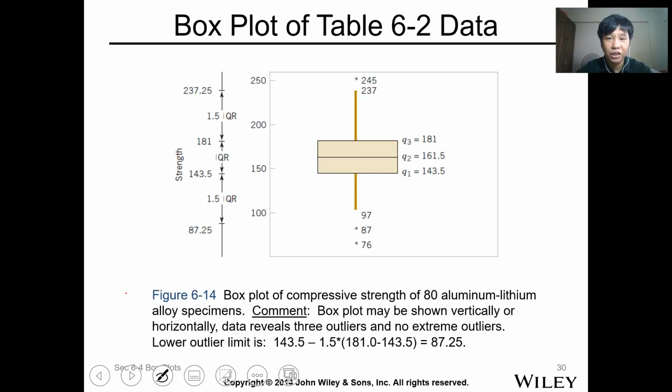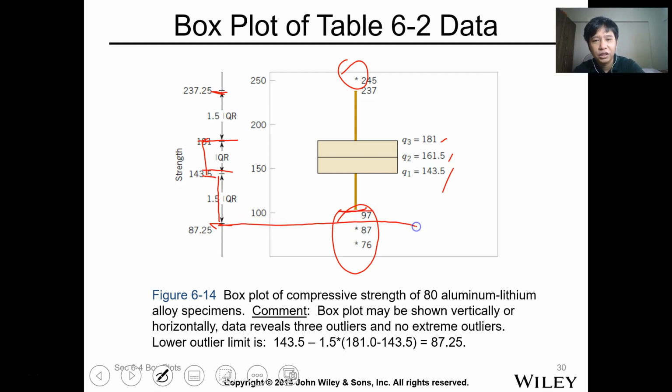Okay? Now, so, box plot of table 6-2, ito yun. Yung 181, 161, tsaka 143, ito yung outlier natin. Nakikita nyo kasi may IQR tayo. Ang IQR natin ay 143.5 to 181. So, yung distance na to, multiply mo ng 1.5, ito yung range from the quartile 3 and quartile 1. Okay? So, lahat ng nagpass dito ay we will consider as outlier.